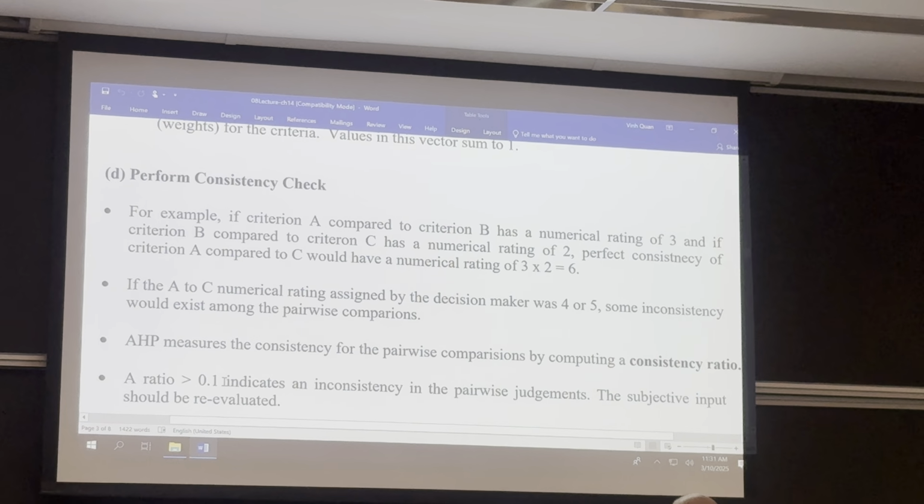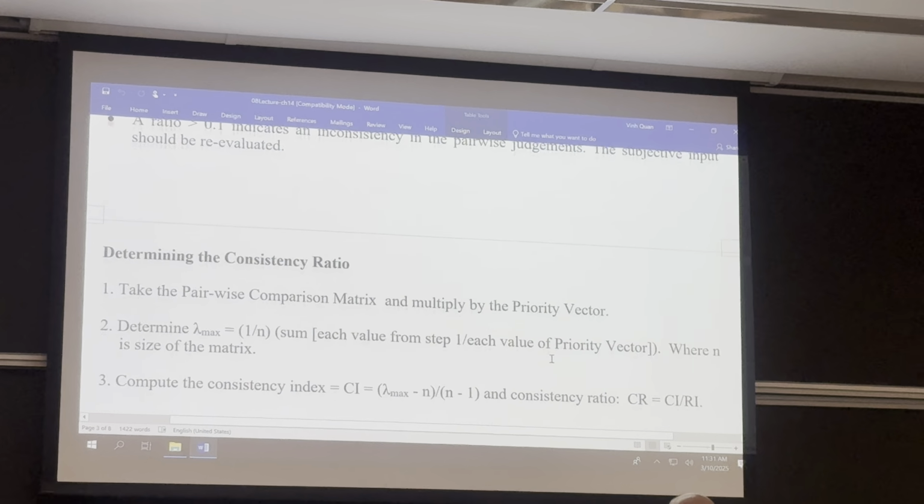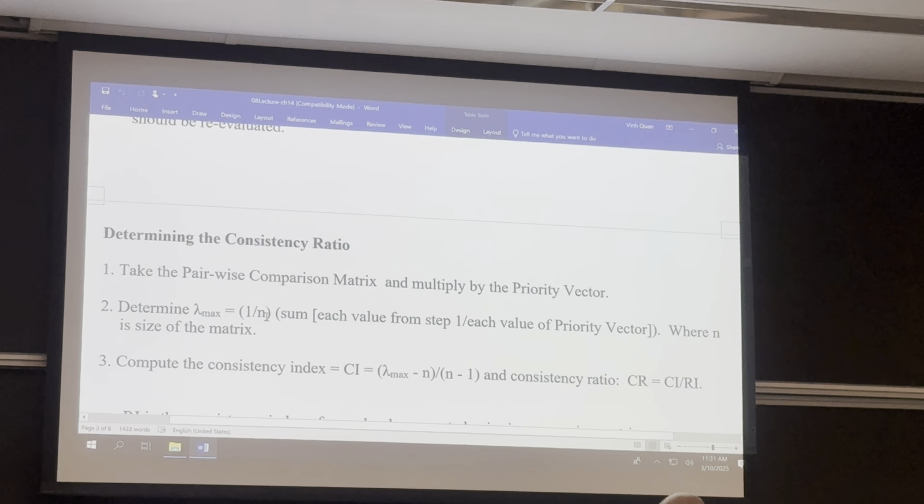So AHP measures consistency of the comparisons by computing something called the consistency ratio. A ratio greater than 0.1 indicates some inconsistency is present, and maybe the person should be asked to reevaluate their comparisons. So how do we calculate this consistency ratio? Well, there's 3 steps. So there's the steps over here to calculate the consistency ratio. Okay, so let's do that.